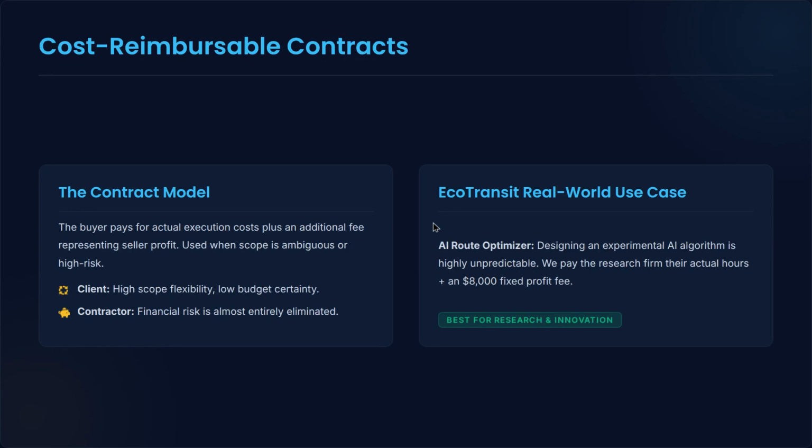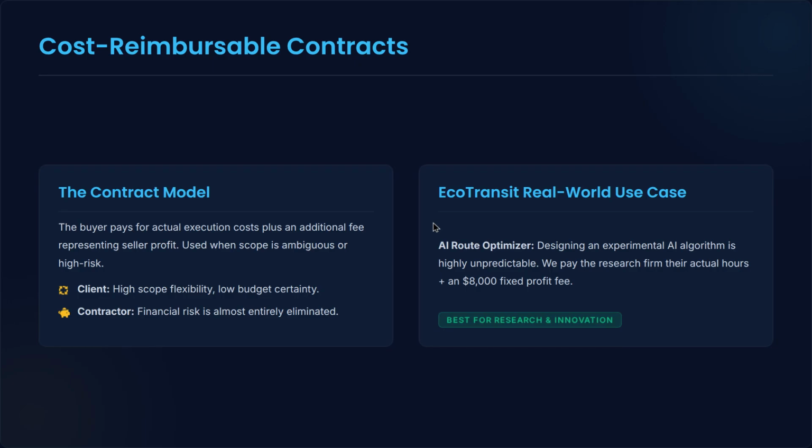What happens when the scope is incredibly uncertain or carries extreme risk? That is where we use cost reimbursable contracts. Under this model, the client pays the contractor for their actual proven cost of execution plus an agreed fee that represents the contractor's profit. The client perspective, it allows massive flexibility to pivot, but it carries a high risk of cost escalation if the project drags on.